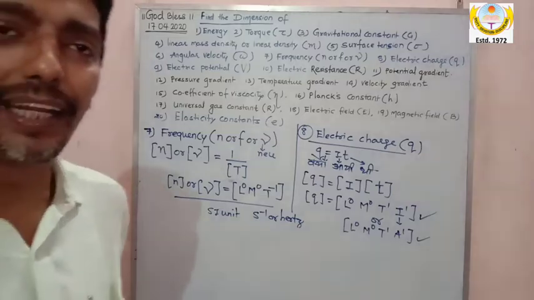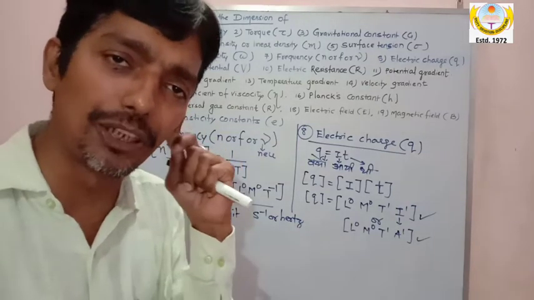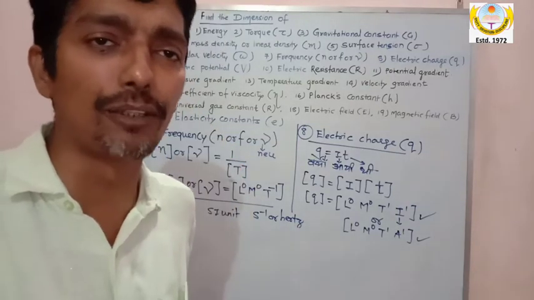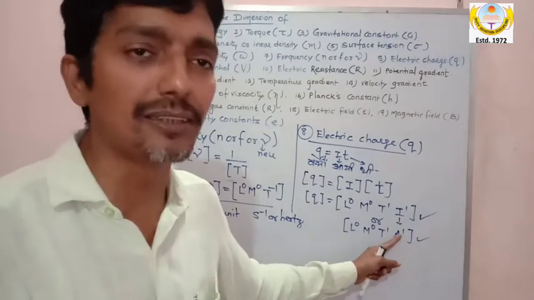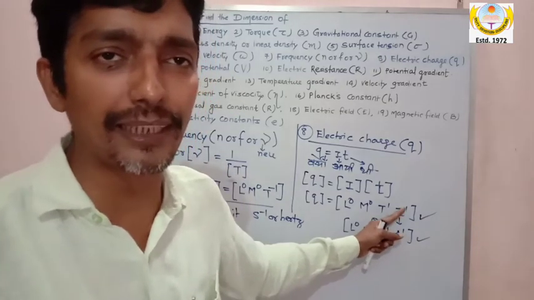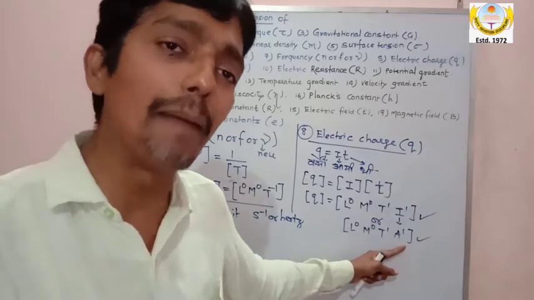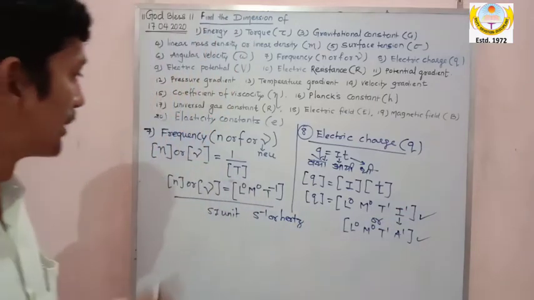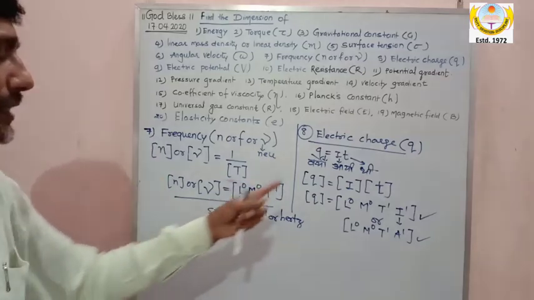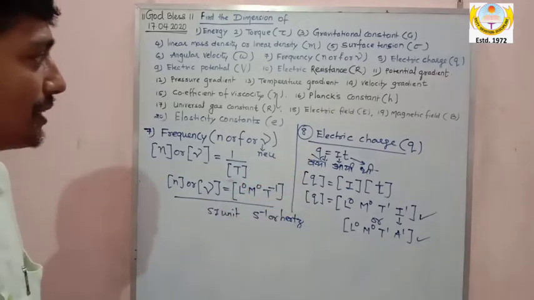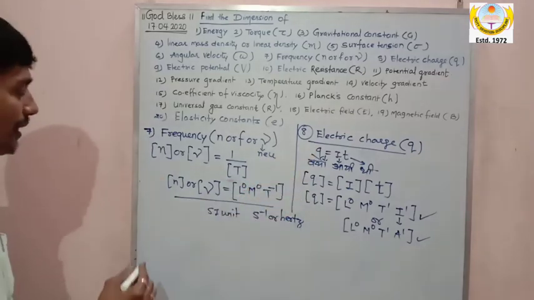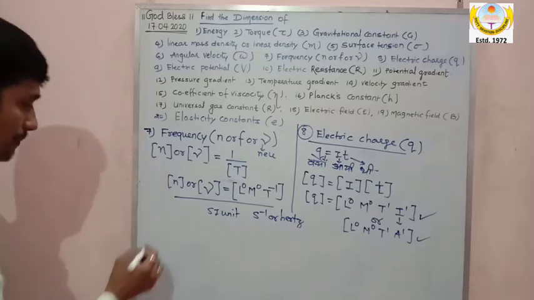Where I or A, I is the notation for the current, and A is the unit for the current, and science has given this option that either I can represent the dimension for current as I, or I can represent it as ampere, that is A power 1. So my dear, I have covered frequency and I have covered electric charge. Now let's go to the next quantity, that is electric potential.